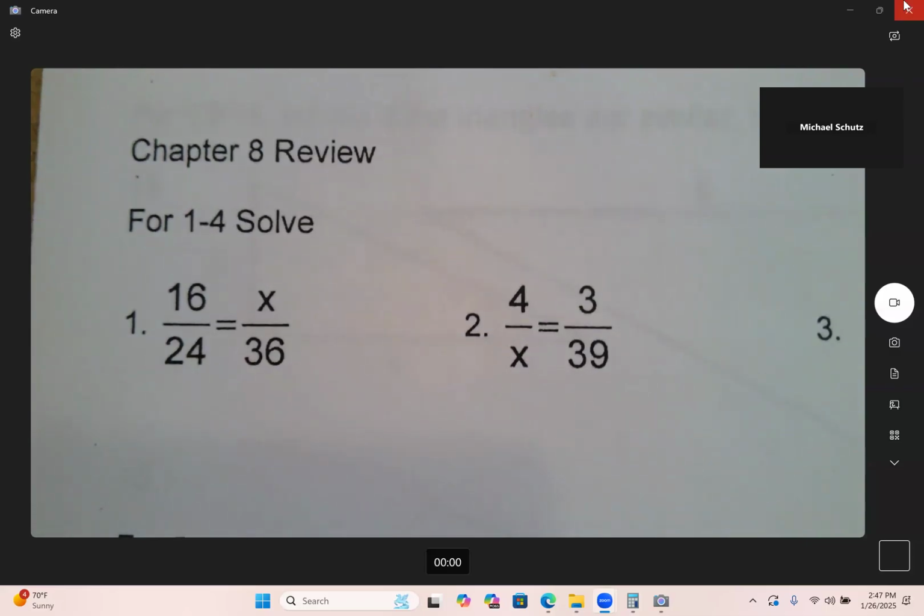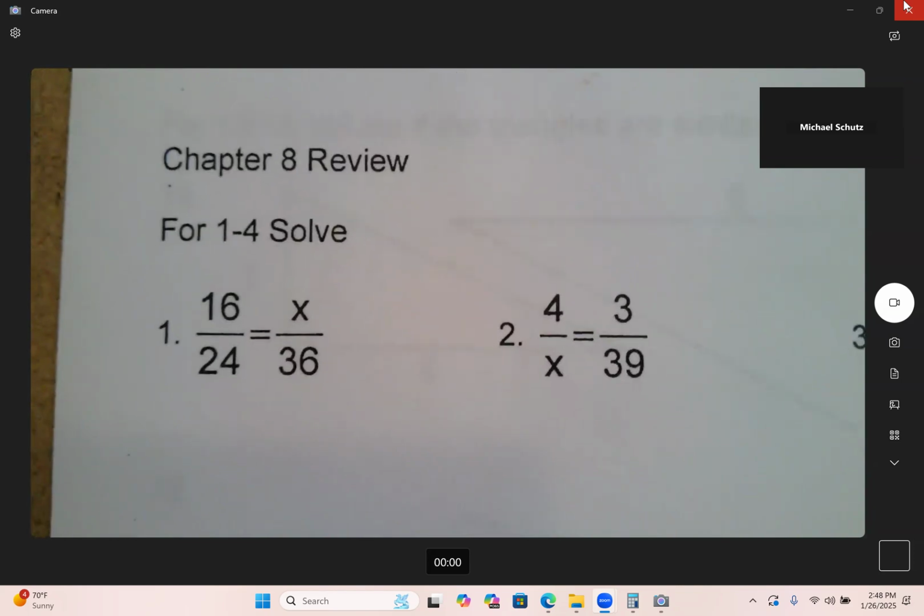Okay, we're going to go ahead and go over the review for ratio, proportion, and similarity and geometry, which is coming up very soon for your test. And so we'll start with the very first problem. This is asking us to solve proportions to begin with.